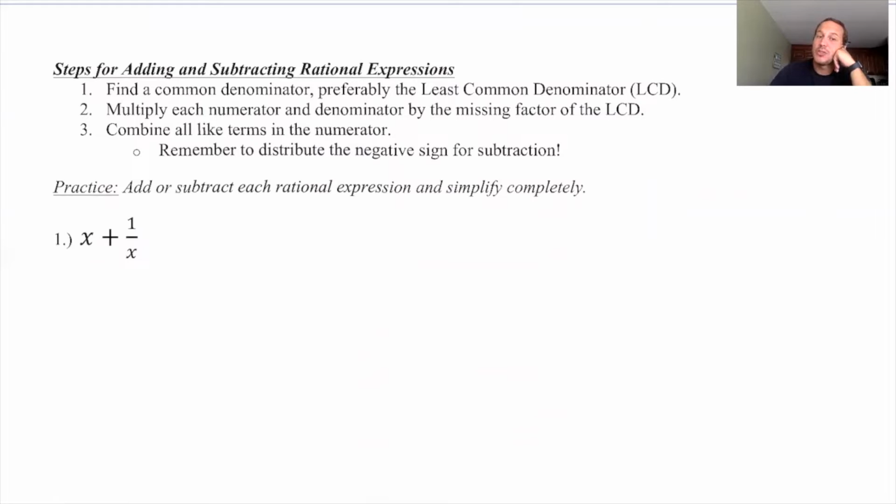I multiply each numerator and denominator by the missing factor of that LCD. So if one term is missing something, I have to multiply both top and bottom. And then I combine all the terms in the numerator, distribute the sign if it's a negative.